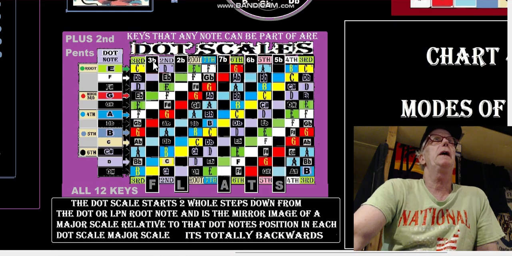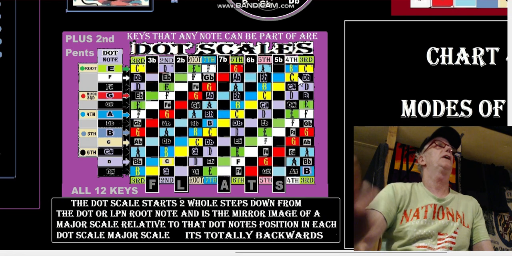Okay, so it counts backwards. 3 goes to 2, goes to 7, goes to 6, goes to 5. 3 goes to 2, goes to root, goes to 6, goes to 5, goes to 4. There's that kind of thing.